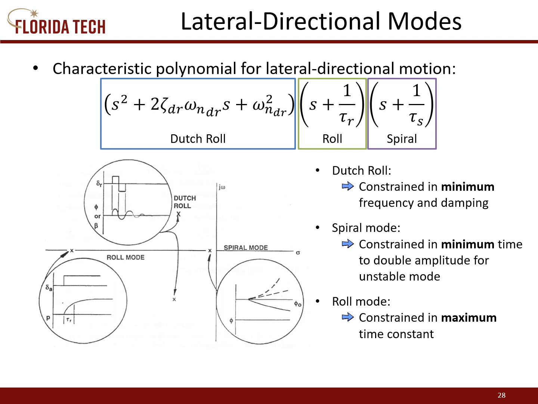We'll now move into the 3 lateral directional modes of motion. And just recall there was the Dutch roll, the roll, and the spiral mode. In the case of Dutch roll, we're going to see that it's constrained in minimum frequency and damping. The spiral mode will be constrained in minimum time to double amplitude for the unstable mode. And for our roll mode, it'll be constrained in maximum time constant. We'll walk through each of these one by one.